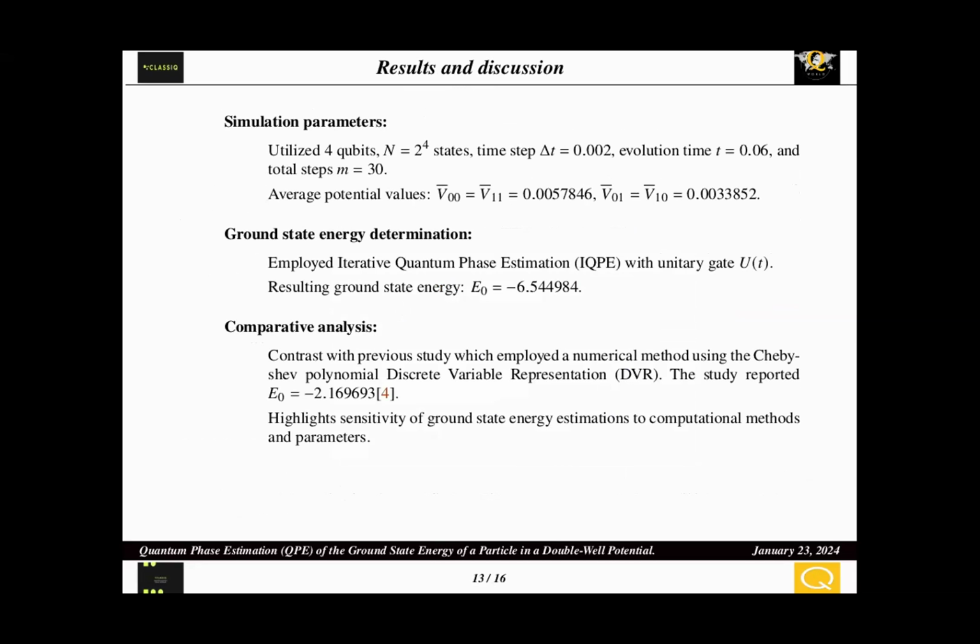For our simulation, we chose our parameters as follows. We chose a time step of 0.02, a total evolution time of 0.06, and we ran our simulation 30 times, and with the average potential, we obtain the ground state energy equal to -6.74498. So we compare this result.